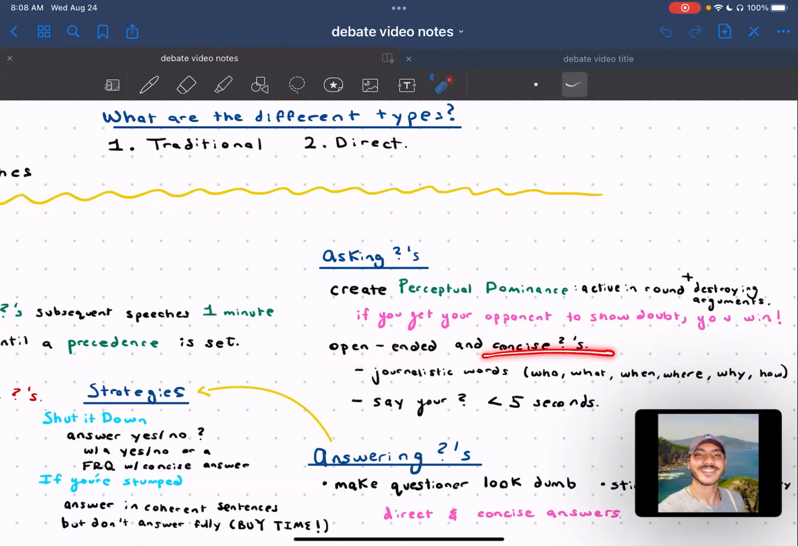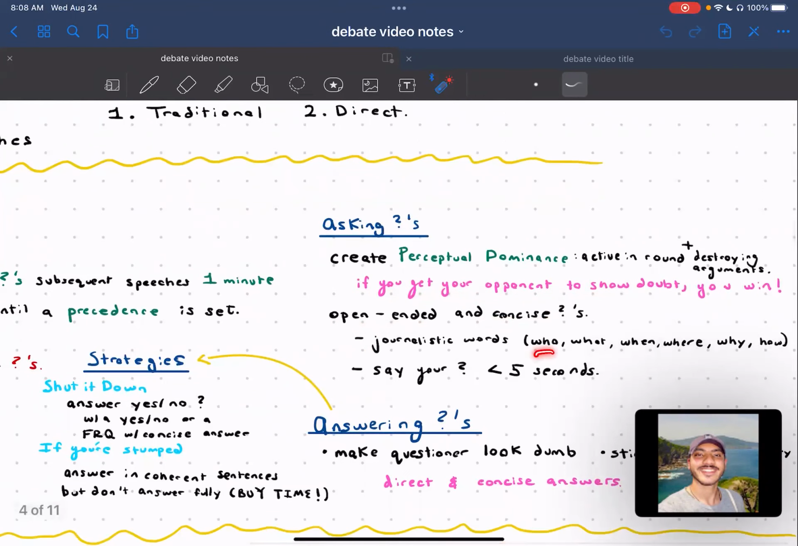The ultimate aim and method that we're going to approach when asking traditional questions is by open-ended and concise questions, using journalistic words like who, what, when, where, why, and how. That allows you to say your question in also less than 5 seconds. This is a very important aspect in ensuring that you're going to get your opponent to show any sort of doubt in their answer, but also give them the amount of time to respond.